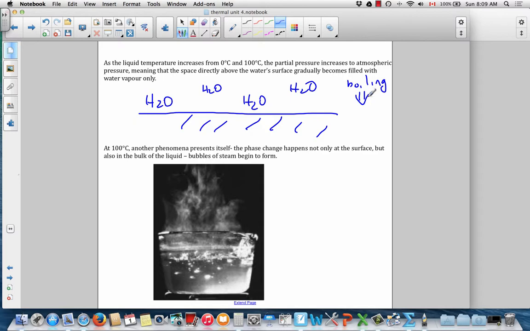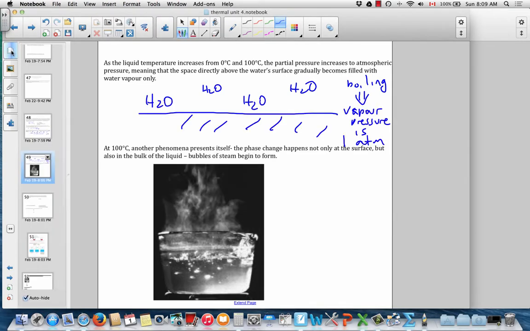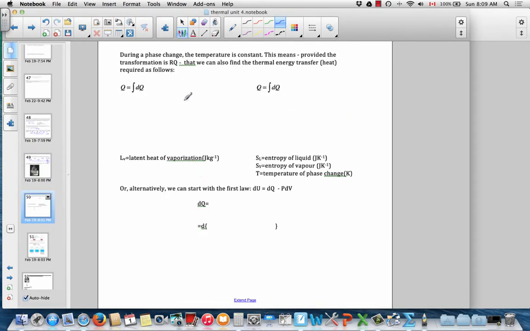So when it's boiling, the vapor pressure is now 1 atmosphere. So that defines the boiling point. Now, at 100 C, not only do we get evaporation from the surface, we also get the phase change happening within the bulk of the material. So you get bubbles forming. Now, during that phase change, the temperature will remain constant, so boiling water stays at 100, while all of the water changes into the gaseous state.